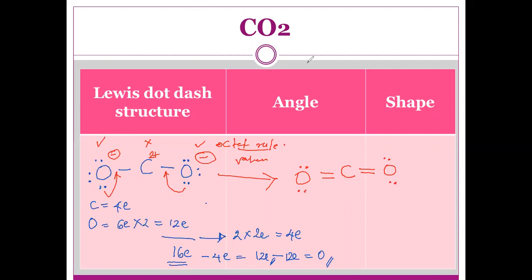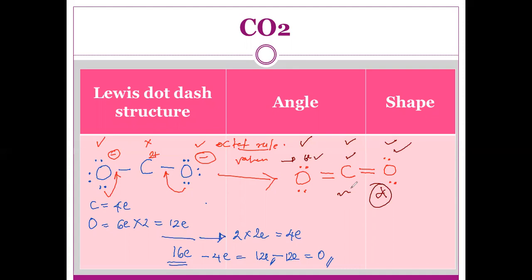Now let's check the octet rule and the valence electrons. For the oxygen, 2, 4, 6, 8, yes, the octet rule is right. The carbon 2, 4, 6, 8, that is also right. And this oxygen 8, right. Valence electrons: 2, 4, 6, yes, 6 is correct. Carbon 1, 2, 3, 4, that is also correct. Here also 6, correct. And this is your stable configuration of carbon dioxide.